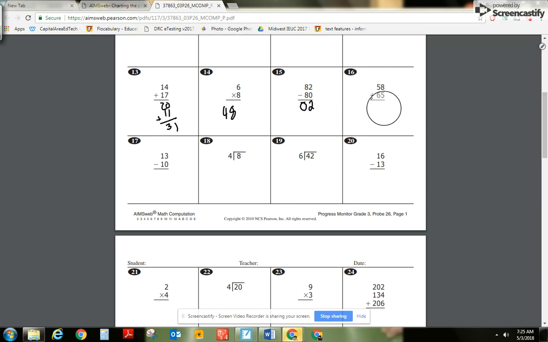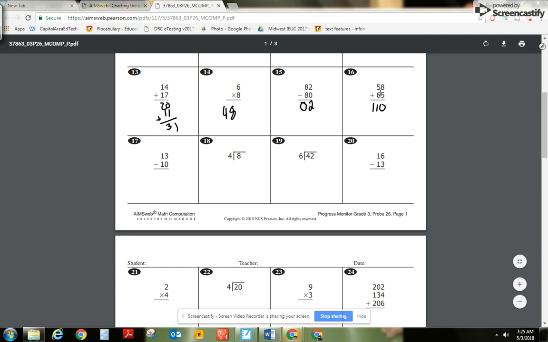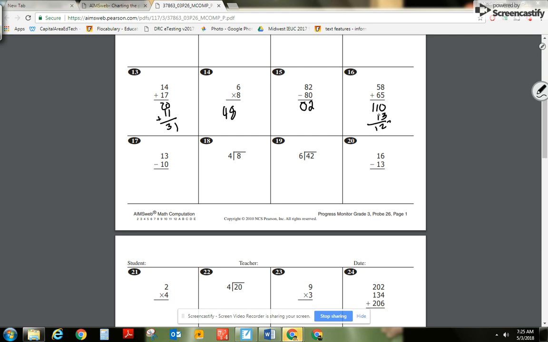The other way that you could do this, this is definitely a little bit more confusing to the kids. It'd be 50 plus 60 is 110. That throws kids off. Then 8 plus 5 is 13, and I get 123.